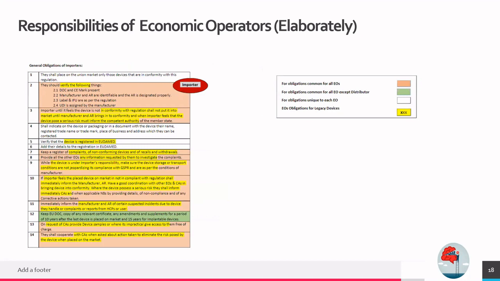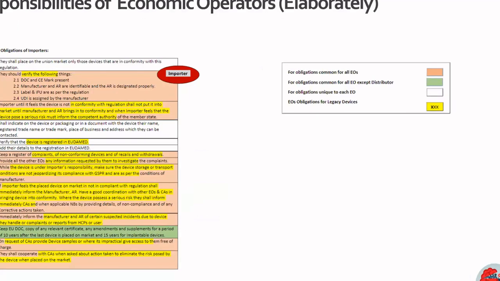Next, it is the importer. Now importer, they shall place, okay, I'll just zoom it.